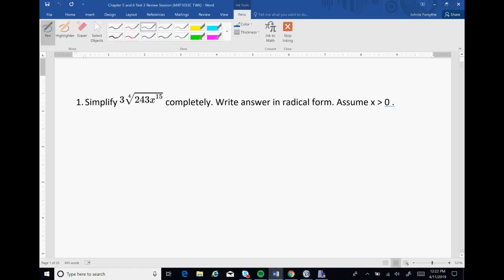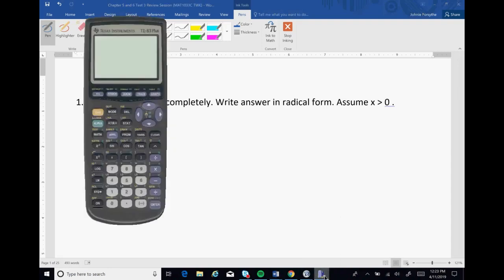So for number 1, simplify 3 times the 4th root of 243 times x to the 15th completely, and then write your answer in radical form. So let's start with the 4th root of 243. Okay? So if you want, you can use your calculator to see if that's a perfect 4th.